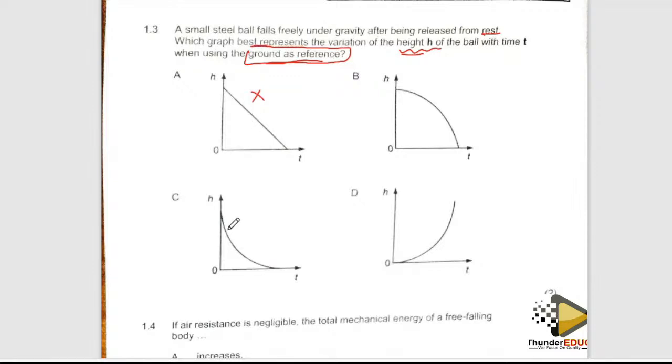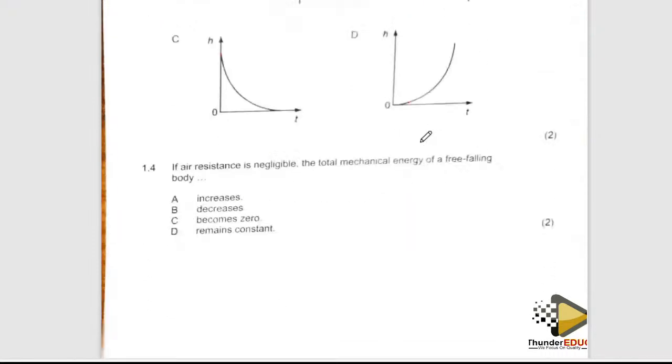And then in this case, part B, I think this makes sense, that the height will decrease as the time increases. We cannot use C because there's no way the height will rapidly reduce as the time increases. Then this, the reference point is not the ground, it's basically the point of release. So B is the best option for 1.3.